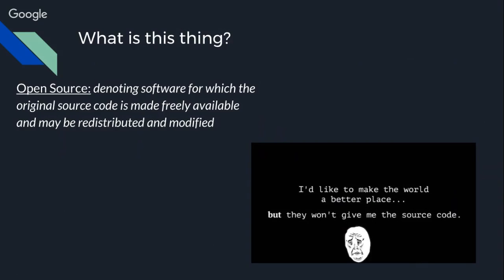On the almighty Wikipedia, it is defined as denoting software for which the original source code is made freely available and may be redistributed and modified. And what does that actually mean? Well, I'll tell you what it means. It means that if someone draws up a blueprint, then other people can use that blueprint to build their own stuff, or they could even take the blueprint and find ways to improve it. Simply put, the recipe for work is shared. Over the course of history, there's been a bit of debate over whether or not the open source movement is a good thing, but we'll touch on that later.